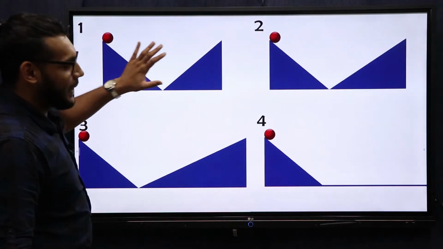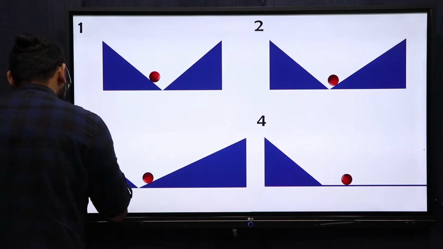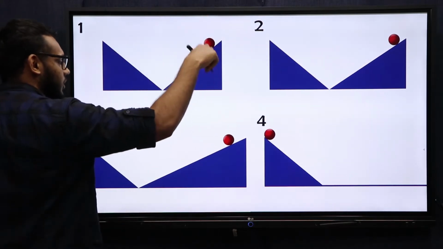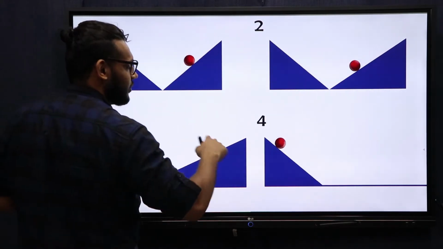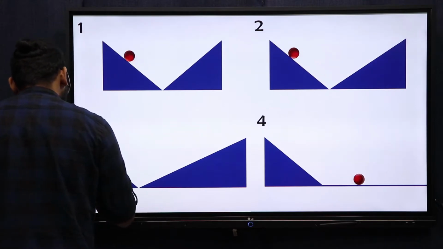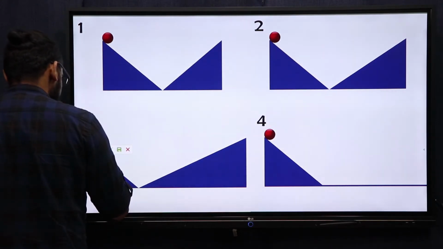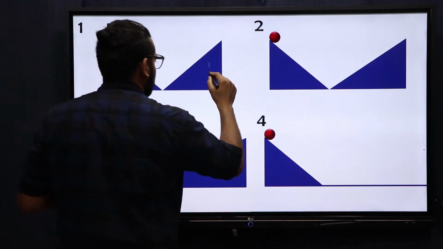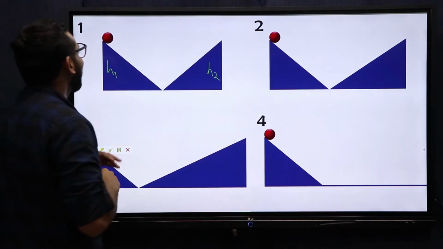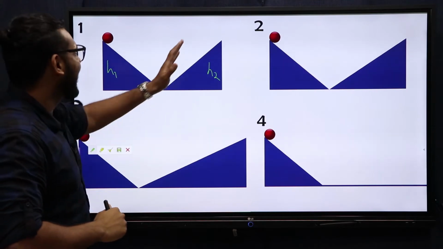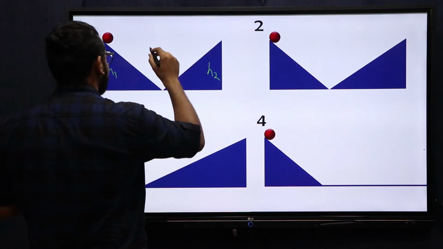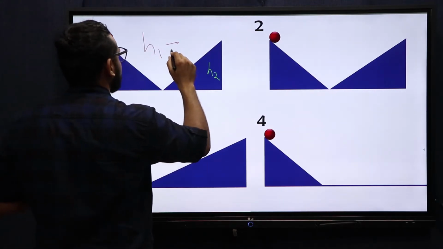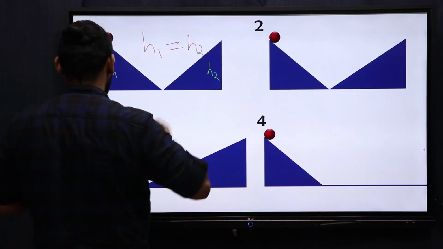Now, there was a pattern developing here. He noticed that the balls were going up and coming back down in the first three, but there was nothing there in the fourth one. So, in his experiments, he saw that h1 and h2 were equal. That is, the height the ball was released from and the height it reached were equal. That is, h1 is equal to h2 for the first experiment.